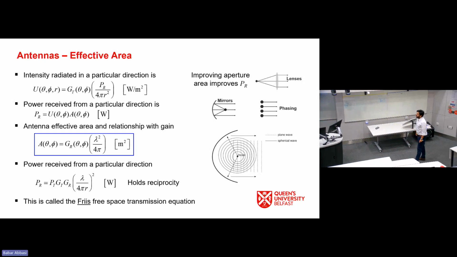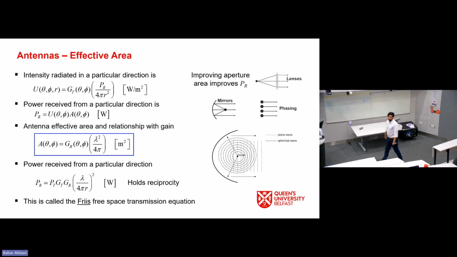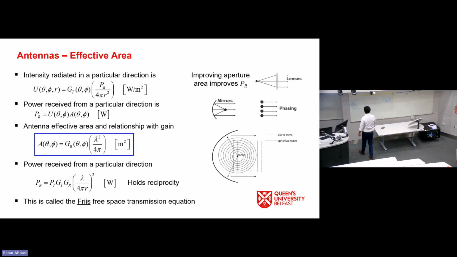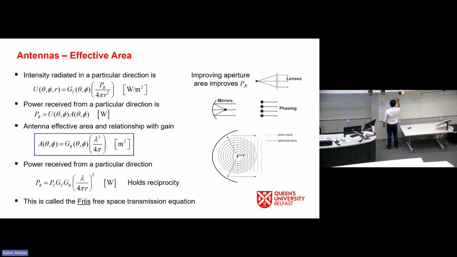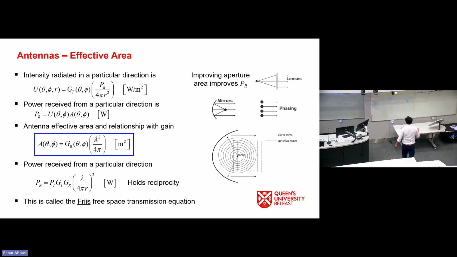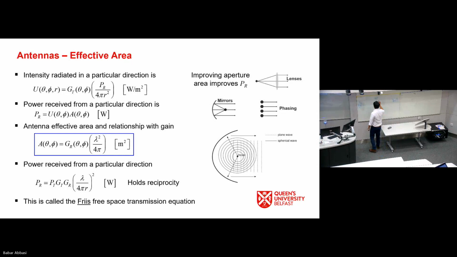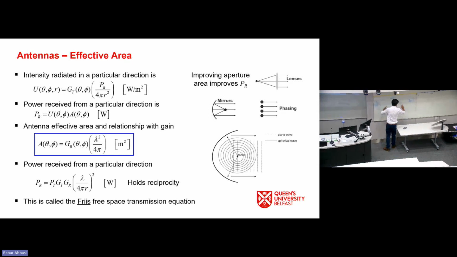Multiplied by lambda over 4 pi r squared, which is also called path loss. So 4 pi r squared over lambda is the path loss. And if I want to say that it's a loss, then I can see that if I increase my distance, my loss will be more.